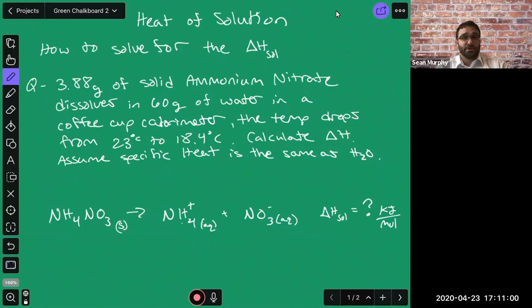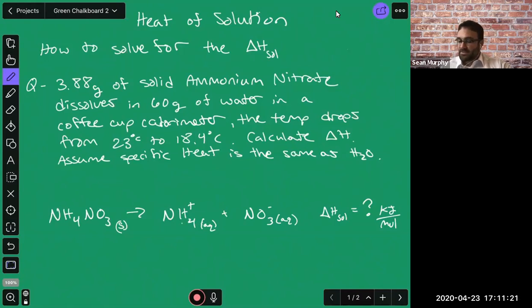Remember that a solution is a homogeneous mixture in which it has ions floating around or molecules floating around, and it looks like one thing, even though it has more than just water in it. So in addition to that, we're going to be able to solve for the delta H of solution.